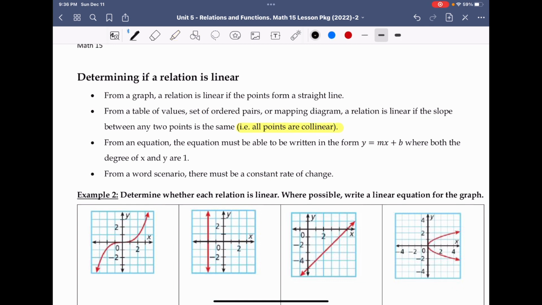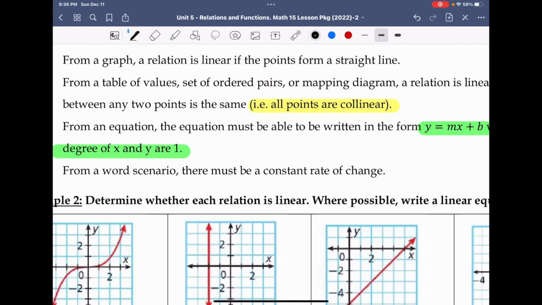From the equation, it must be able to be written in y equals mx plus b. So if the equation can be written as y equals mx plus b, and both x and y are degree 1, remember from our exponents unit, if x has an exponent of 1 and y has an exponent of 1, we know these are represented as a degree 1. More specifically, y equals mx plus b, we know because these are both degree 1, this is a degree 1 polynomial to some degree, but more specifically a degree 1 equation.